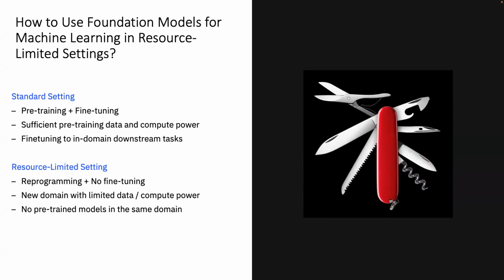Okay, so this is very different from what we talk about with foundation models, right? If you have abundant data, compute, and resources, you can simply do pre-training and fine-tuning to solve the task. Nothing fancy. But in the resource-limited setting, we would like to do parameter-efficient tuning without fine-tuning the model, because you probably don't have enough compute power or data to fine-tune billions of parameters at once. So these are two different settings: the standard setting versus the resource-limited setting.